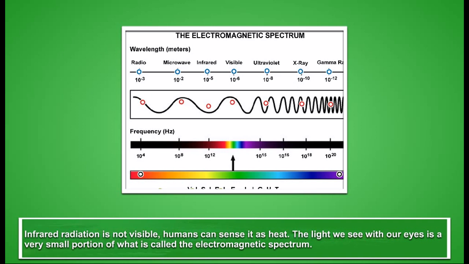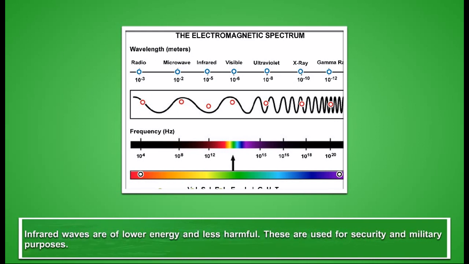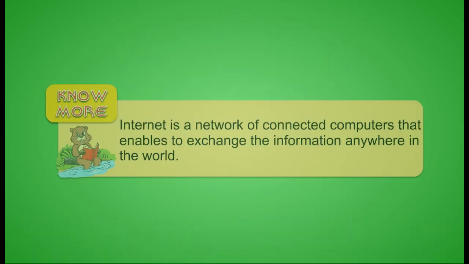Infrared radiation is not visible. Humans can sense it as heat. The light we see with our eyes is a very small portion of what is called the electromagnetic spectrum. Infrared waves are of lower energy and less harmful. These are used for security and military purposes.